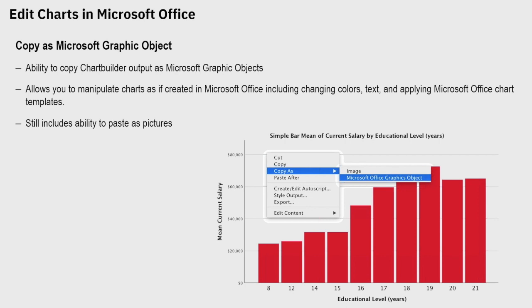Editing charts in Microsoft Office. So you can actually embed it now as a Microsoft Office graphics object, which means once it's in Excel or Word or PowerPoint, you can change the colors, the text, do all the templating that you might have already set up in your Microsoft Office, and put it directly in. So it gives you a lot more flexibility around what you want it to look like, and getting it to your presentation level.